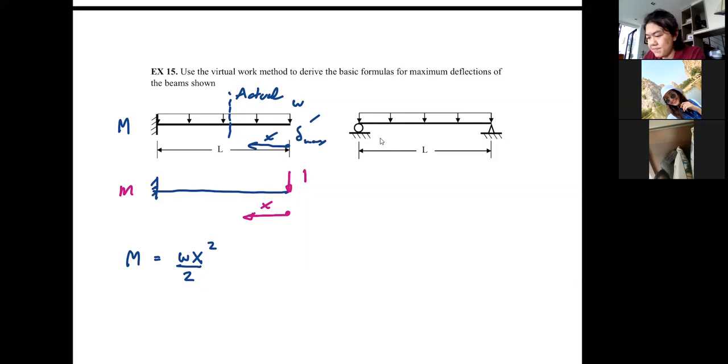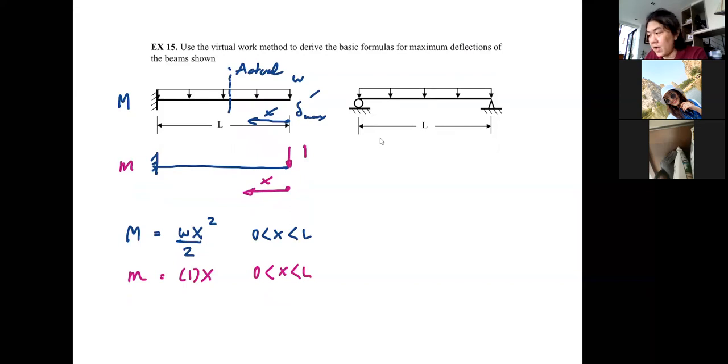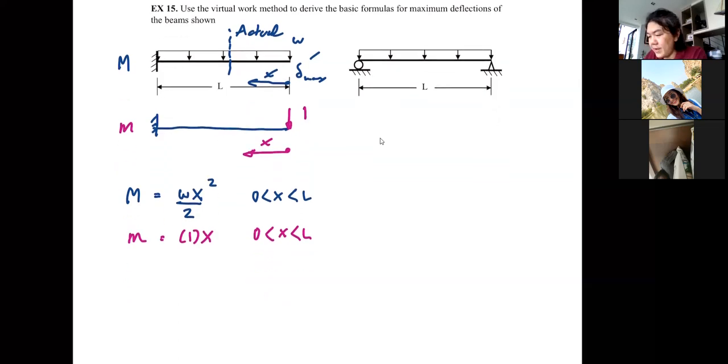And now for the virtual, just 1, right? And be mindful of the direction of the moment as well. This is all in the clockwise direction. And for this, it becomes just 1 multiplied by X, right? Now these two moment equations, the first one is valid from 0 to L. The second one is also the same. And they also share the same origin. So that means you are now free to multiply the two equations together to form an integral. So in comes an integral.